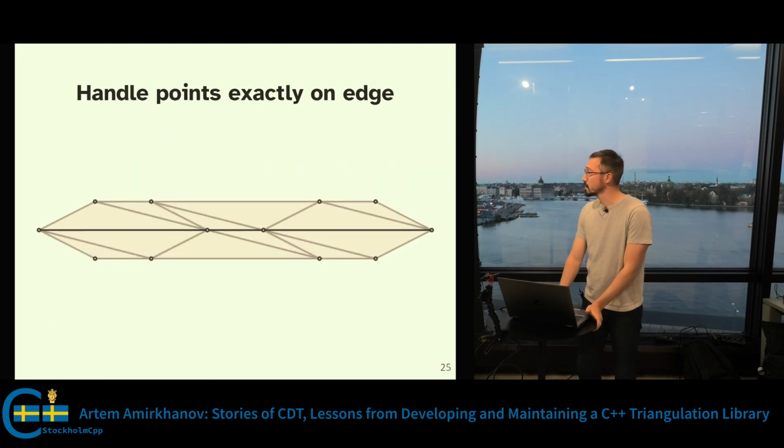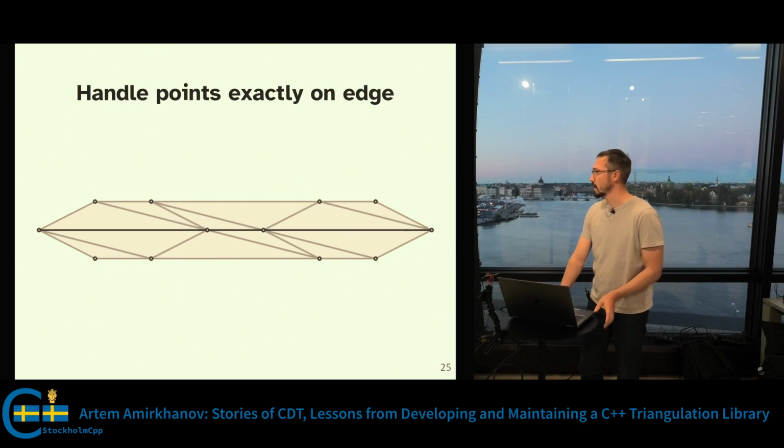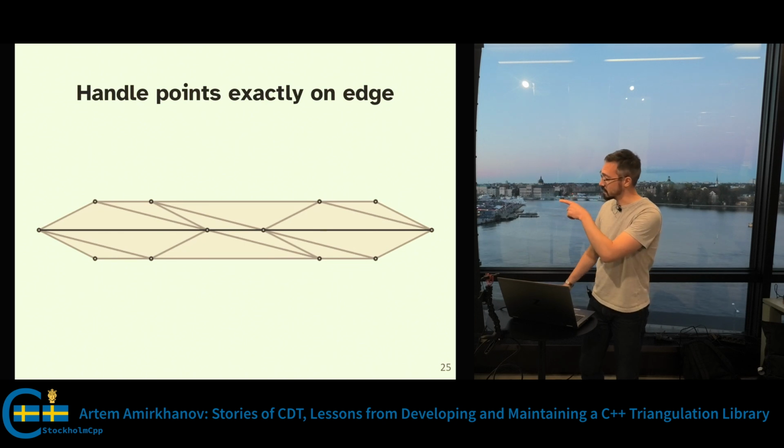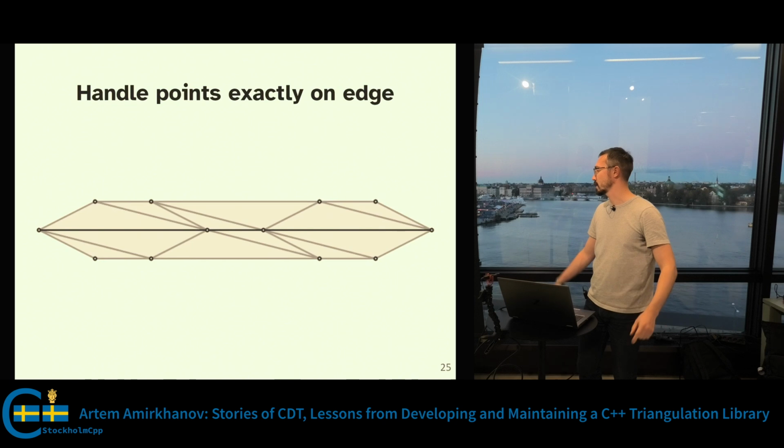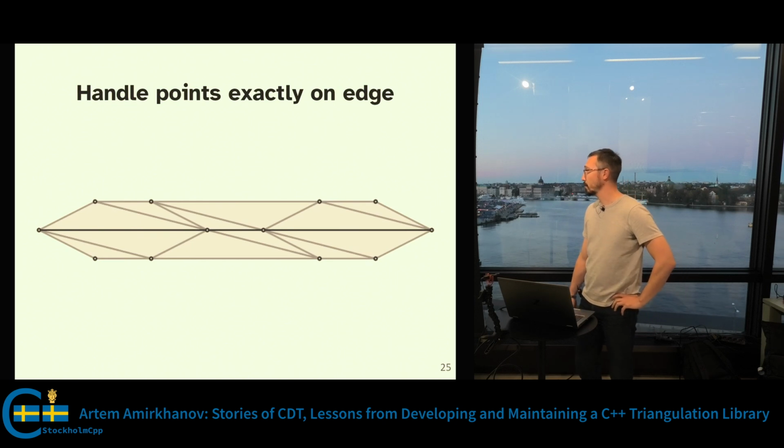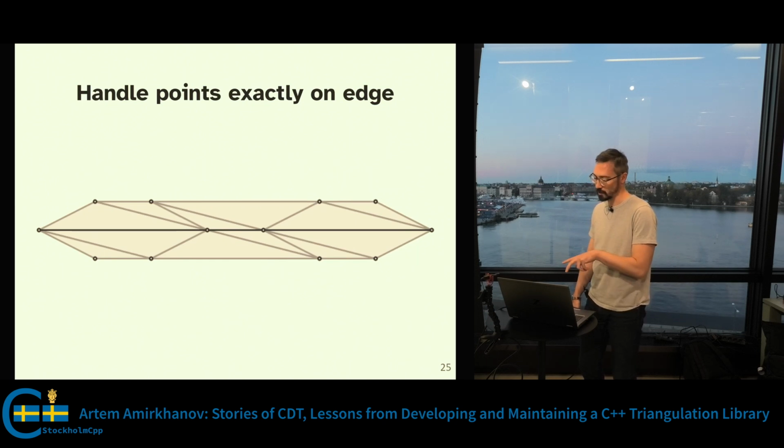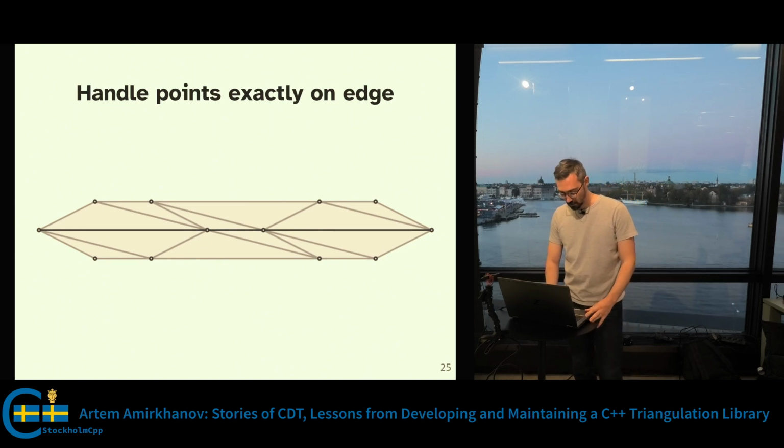CDT, the library, handles some corner cases. This is the corner case where an edge is going through some vertices. In that case, the actual constraint edge is a single edge going from the leftmost to the rightmost vertex. The algorithm is correct enough that it's able to detect that the edge is actually there in the triangulation because there are two vertices exactly on it. So you'll get the correct triangulation with 3 edges actually.